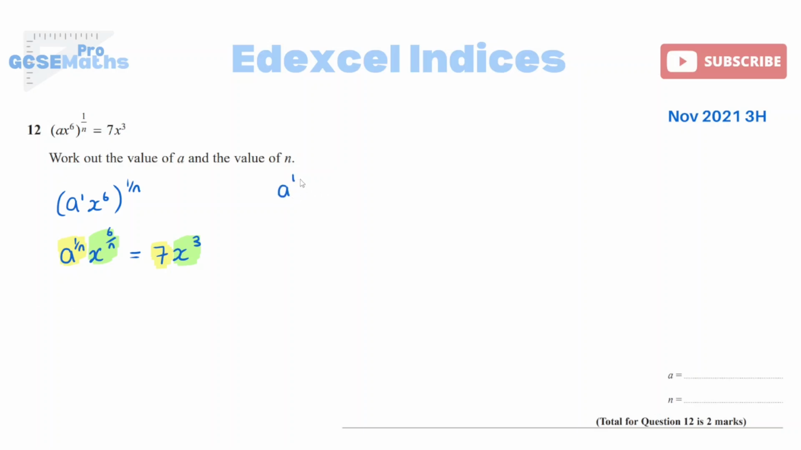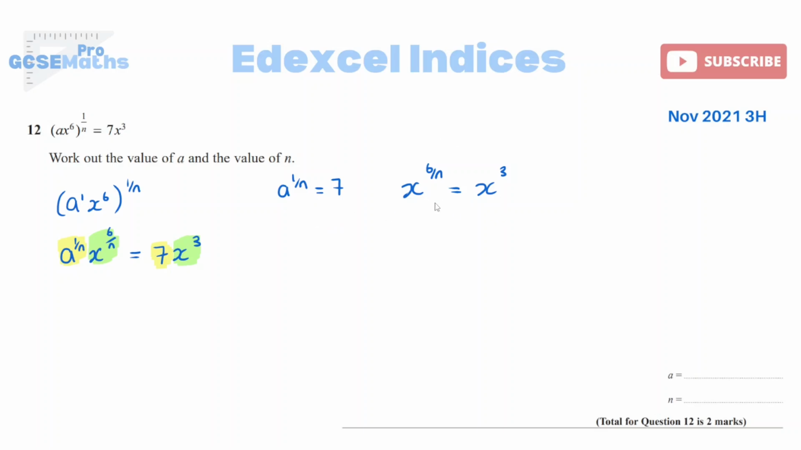So I've got a to the power of 1 over n is the same as 7, and separately I've got x to the power of 6 over n is the same as x to the power of 3. Now the a one I can't solve yet because again I still have two different letters. So let's just look at the x one.